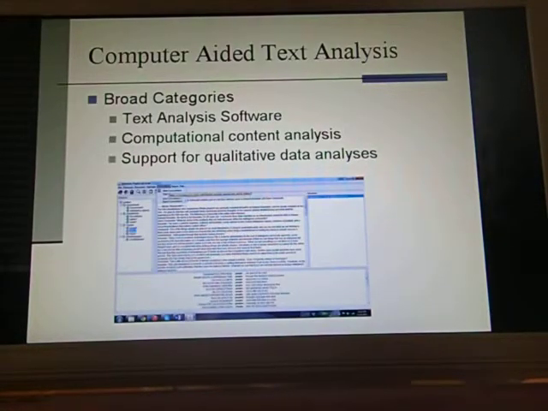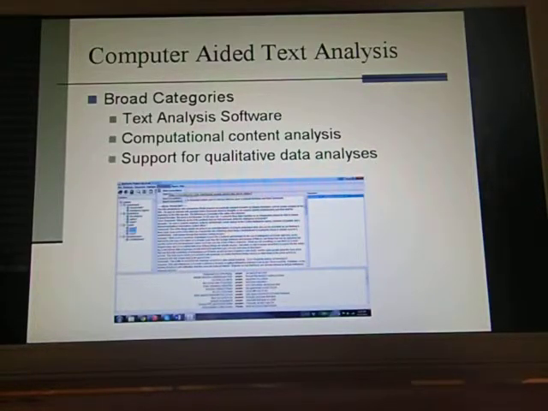So CATA software is defined in broad categories. We have 3 broad categories. The first is text analysis software, where software essentially works with the raw data: text, words, or character strings. Some of the different text analysis software we have accounts for character strings, does text mining, mines textual evidence for theories, or does web graph analysis.